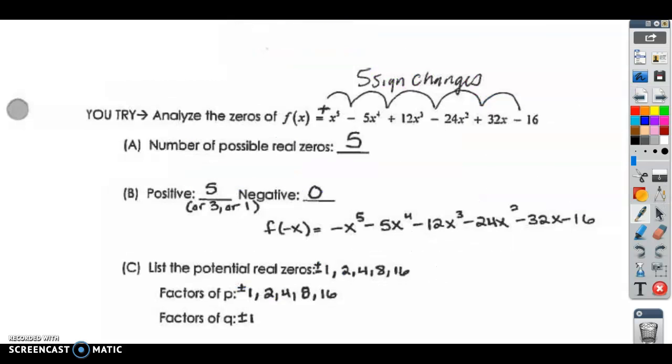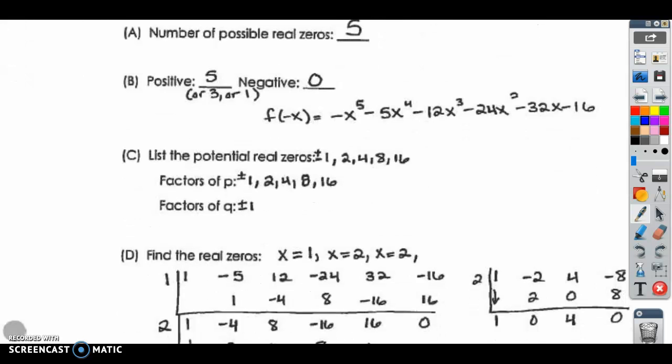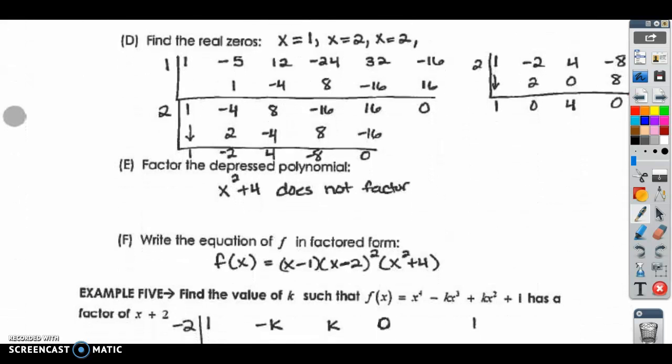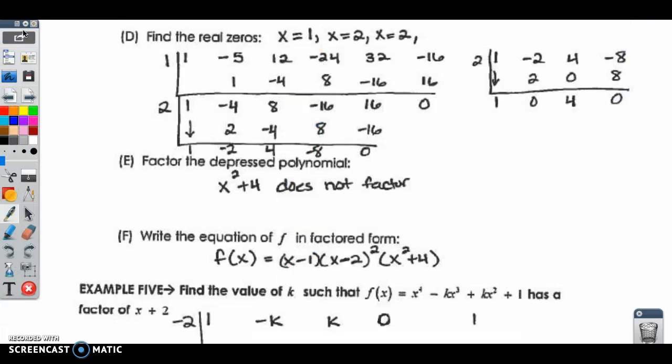I'll go ahead and quickly show you this one, but this is a you try. You can look at these answers on your own, see how you did. I'll leave that up for just a second, because I want to get to this last example 5 very quickly.